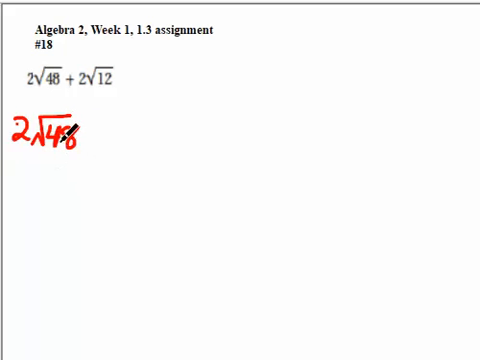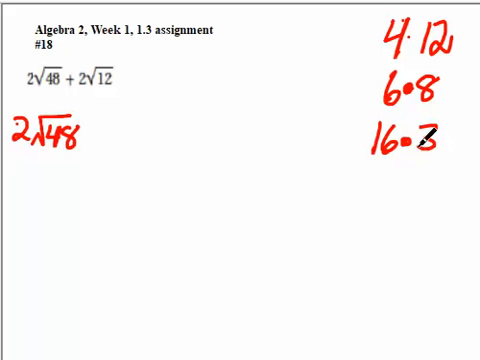I'm going to think about what times what equals 48. Well, 4 times 12, but the 4 is a perfect square, the 12 isn't, but I think there's a bigger perfect square that I could use and make this easier. Let's see, 6 times 8 is 48, but neither of those is a perfect square. You might not recognize this, but 16 times 3 is also equal to 48. That's the one I want because 16 is a perfect square and 3 can't be broken down anymore. It's a prime number, so I'm good.